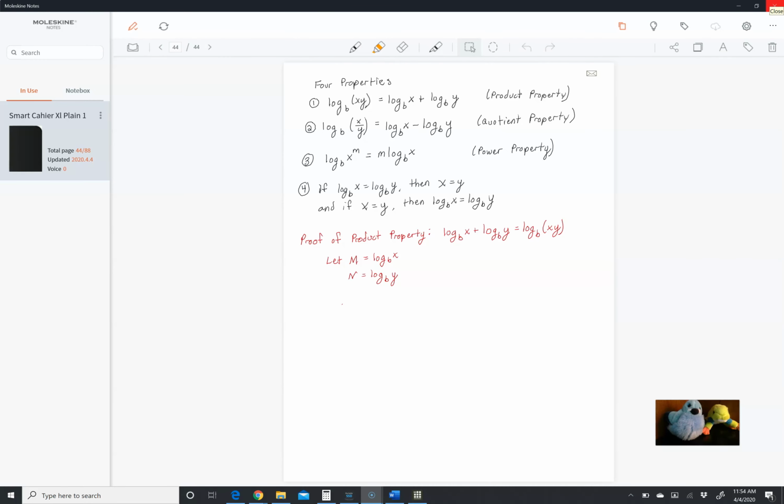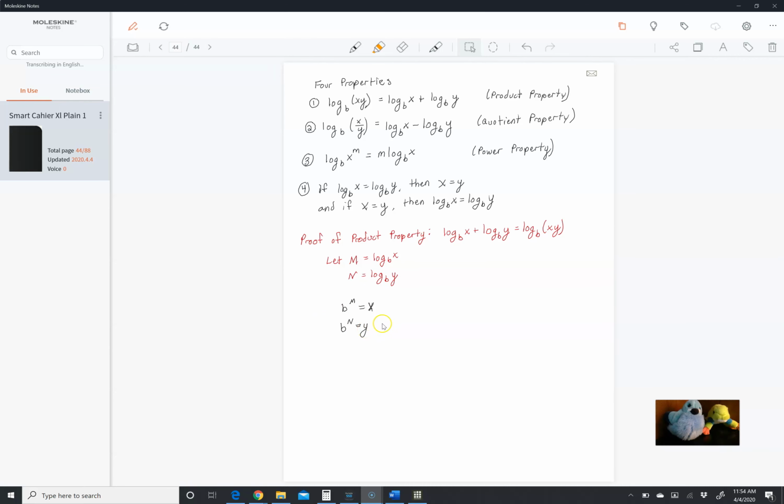Okay, sorry about that. Okay, so our next step here is to convert this to exponential form. So we have b to the m equals x. Remember, the base of the exponential is the same as the base of the logarithmic. Now we're going to do the same thing with the other one. B to the n is equal to y. We solved for the exponent, so n is the exponent, and the argument becomes the answer.